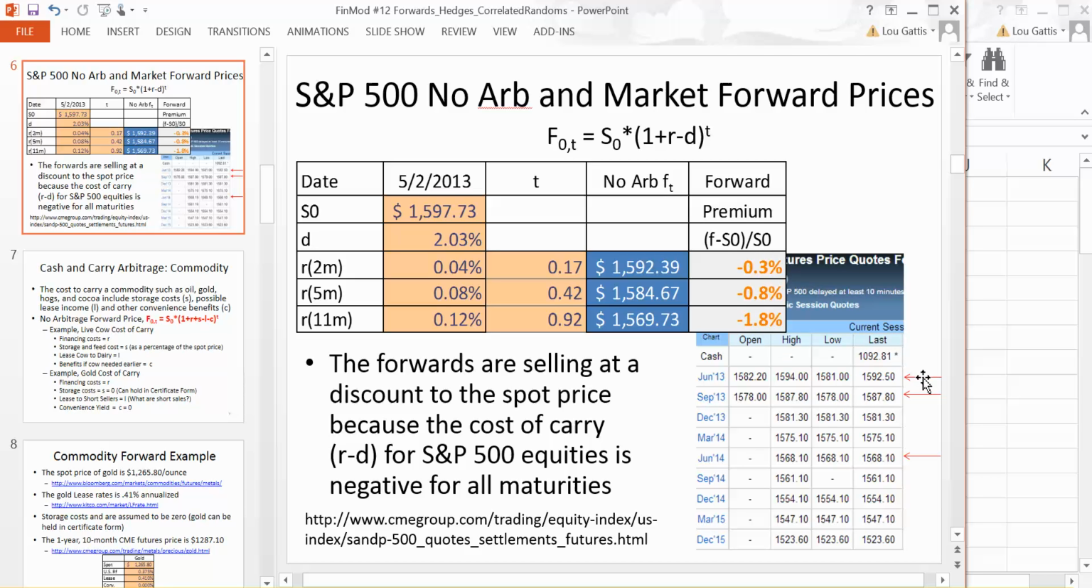And then I went to the Chicago Mercantile Exchange on that date and actually observed the forward prices, or the futures prices, in effect at this time. The market forward price is 1592.50 for the 2-month, so it seems to conform rather well to the no arbitrage forward price. 1585 was my no arbitrage 5-month forward, 1587 is the market forward price, and 1569 versus 1568. So it appears that the no arbitrage forward price does quite well in predicting what the forward prices actually are.